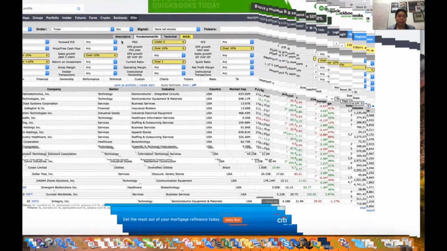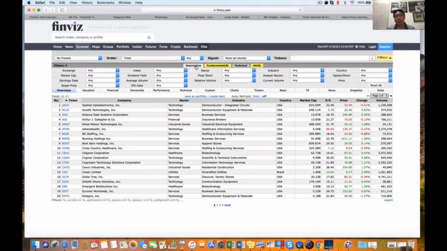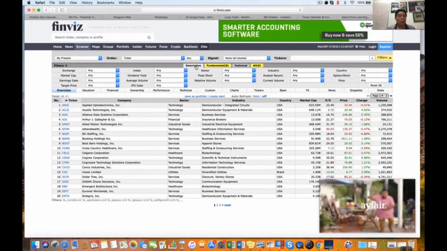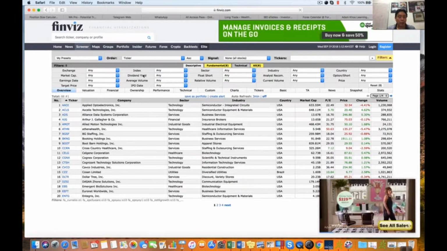You can also filter in terms of descriptive, right? Certain stocks you may want to look for. For example, you may say, okay, I only want stocks in the financial sector, for example. You could screen for that, or only stocks in the healthcare sector. It's really up to you, but I'll just leave it as any at this point of time.